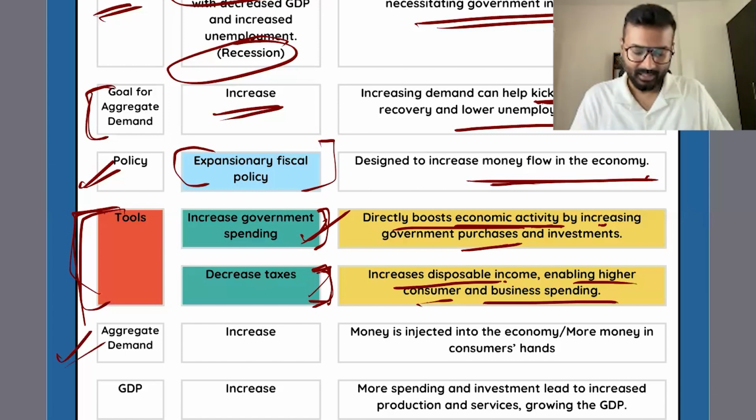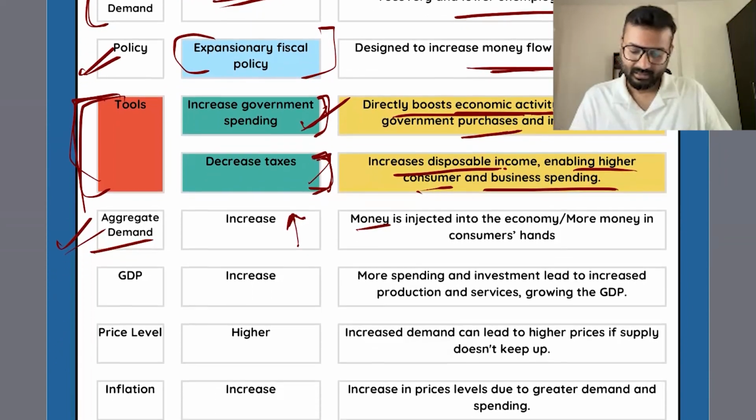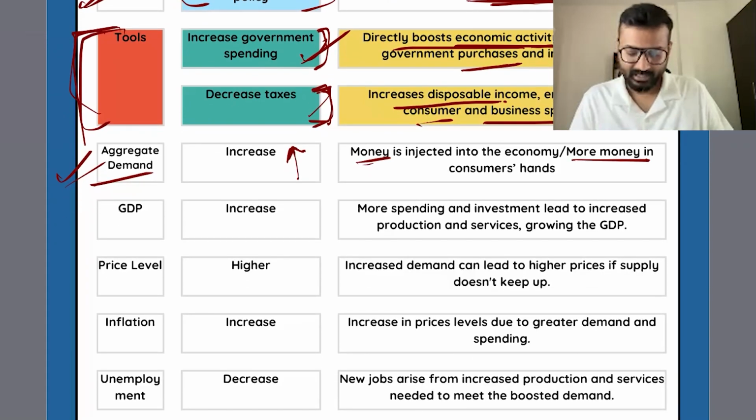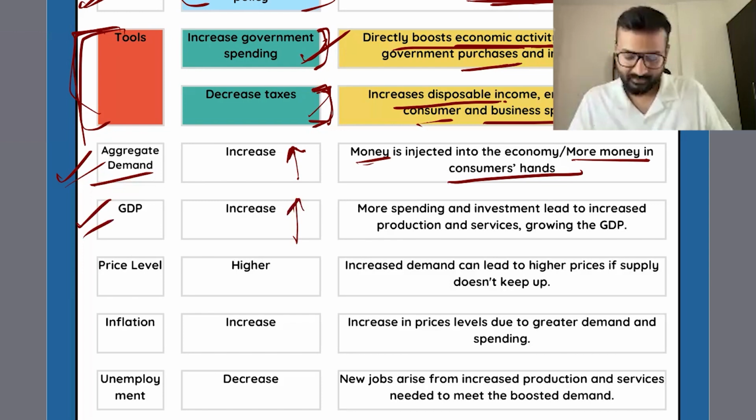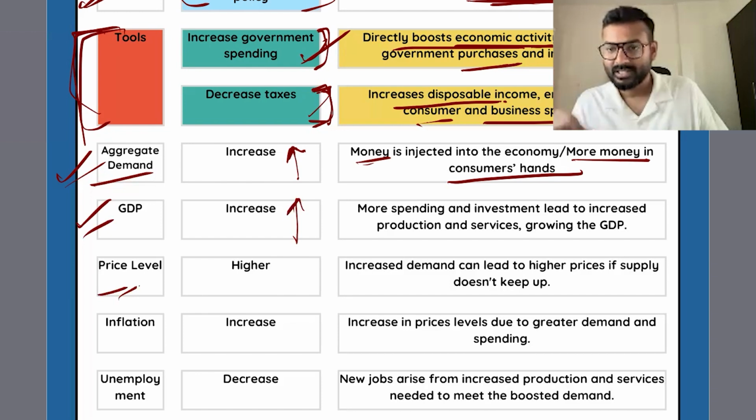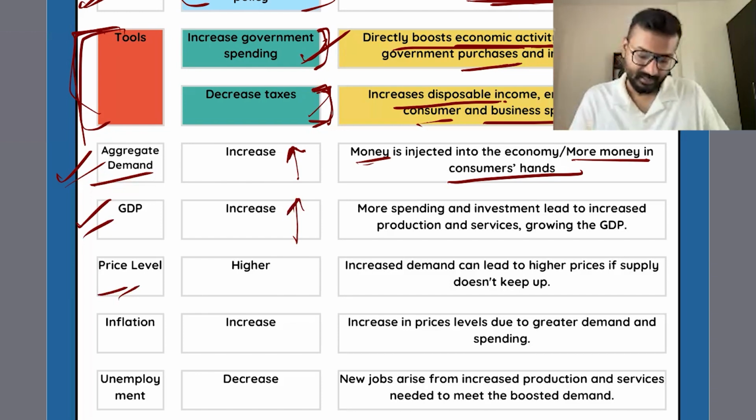What happens to the aggregate demand? Aggregate demand बढ़ जाएगा because now money is injected in the economy. Because of decrease of taxes, there is more money in the hands of consumers. This will lead to increase in GDP क्योंकि economic activity बढ़ गया है, spending ज़्यादा हो रहा है, investment ज़्यादा हो रहा है, right? Price levels का क्या होगा? जब भी मनी सप्लाई बढ़ता है तब तक प्राइस भी बढ़ता है ना? Because now there is more demand. If the supply is not able to keep up with the demand, the prices will increase. Now prices increase, which means inflation also increases.